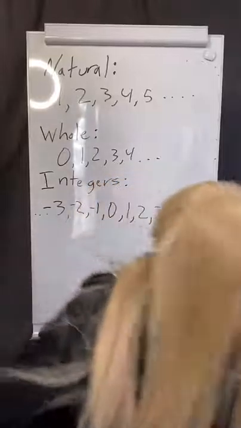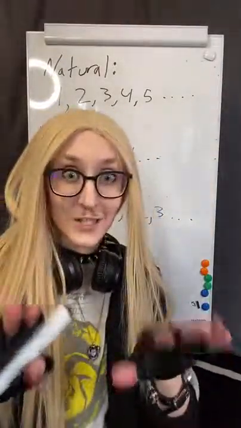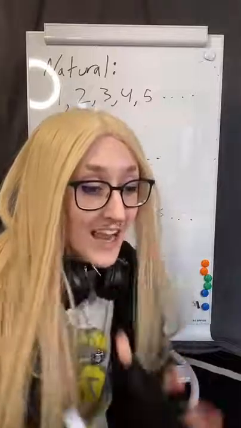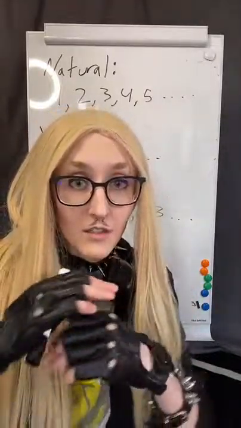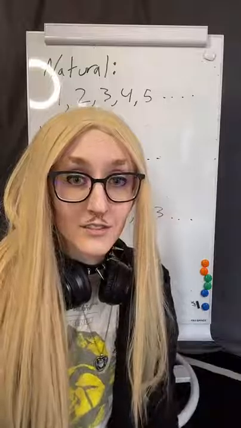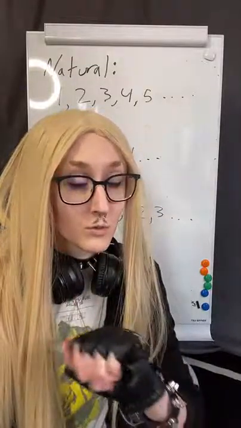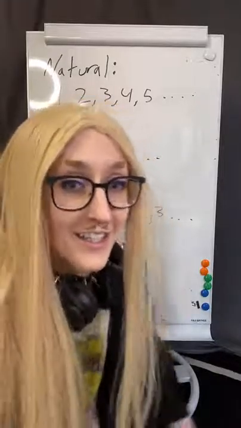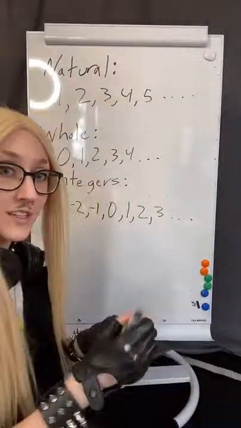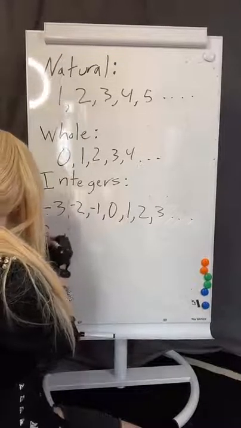All right, so... Great. And a rational number is any number that can be written with a fraction. And so that doesn't include all decimals. We'll talk about that. So here is what that is. We are doing rational numbers. Rational.